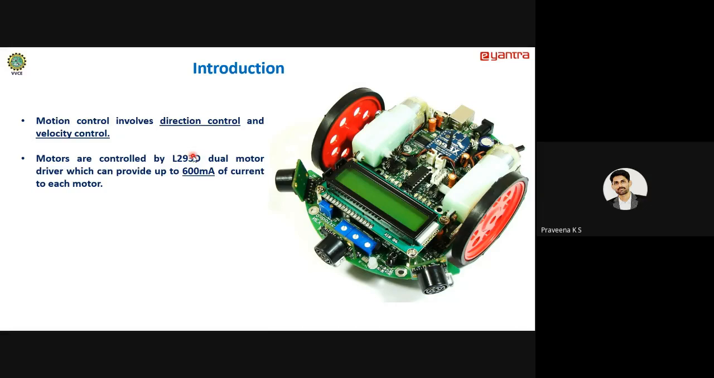It can provide a current of up to 600 milliamps. But for our robot, a minimum of 60 milliamps of power is needed to drive the motor. So obviously, this is more than enough. L293D is more than enough. That's why we use the L293D dual motor driver IC.